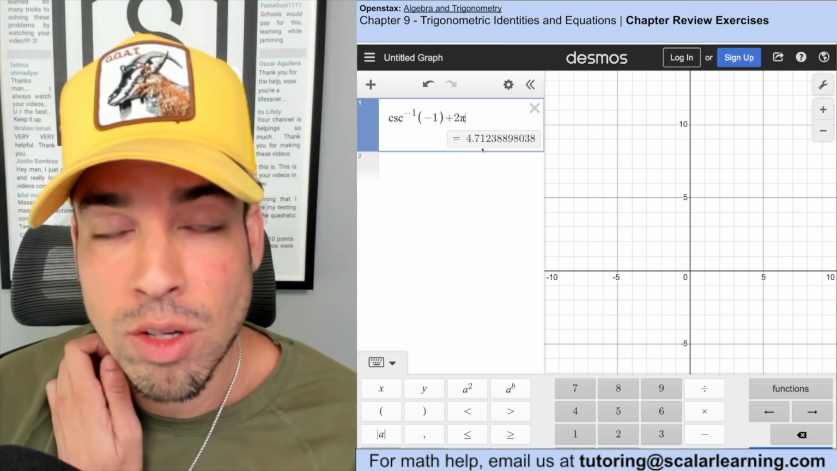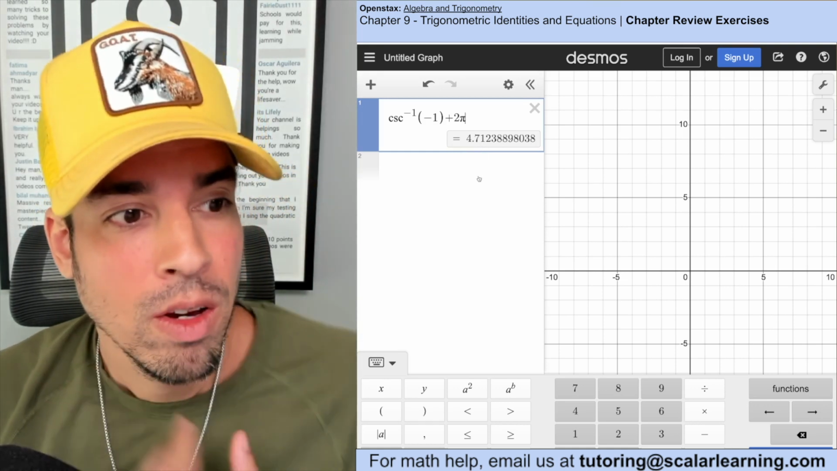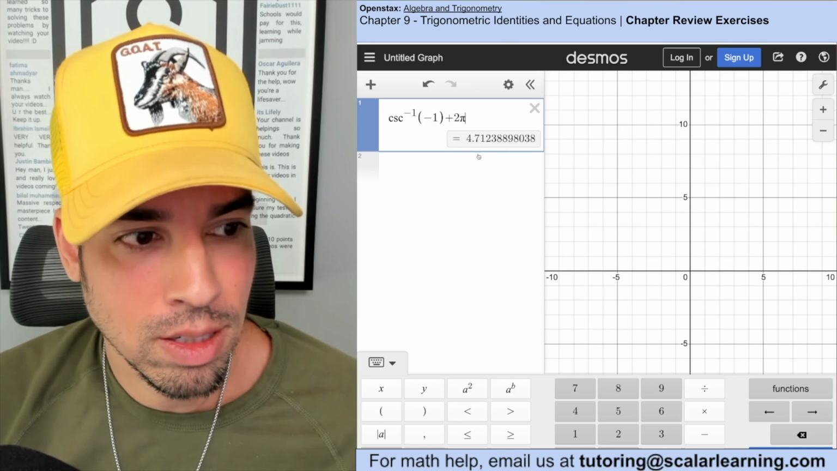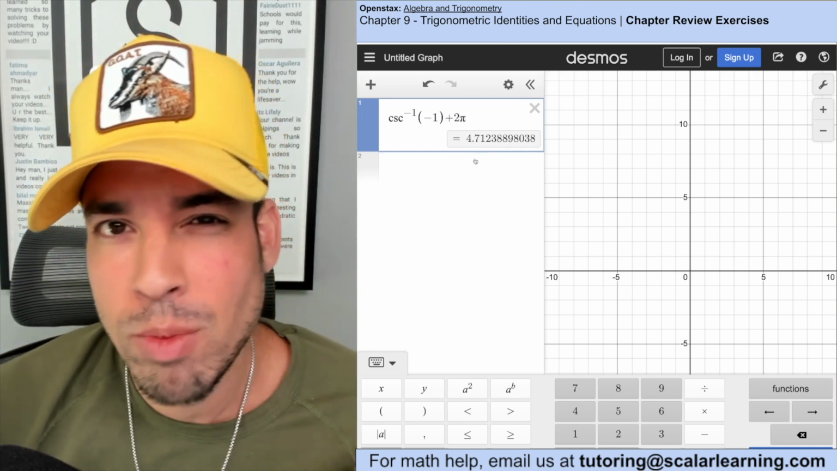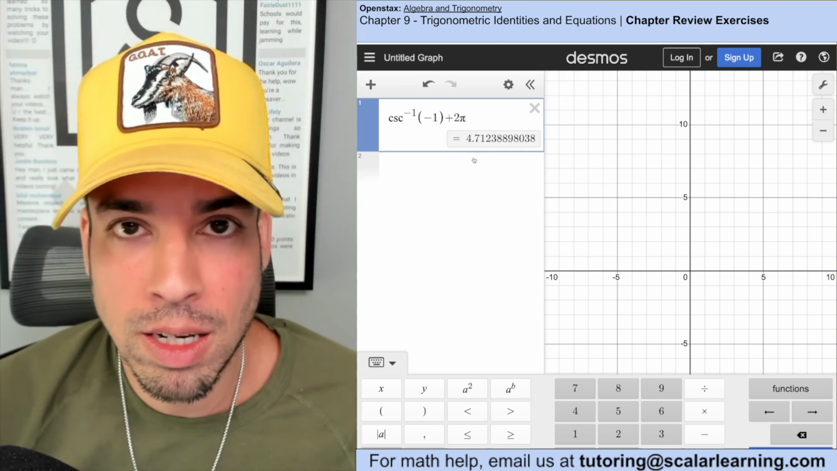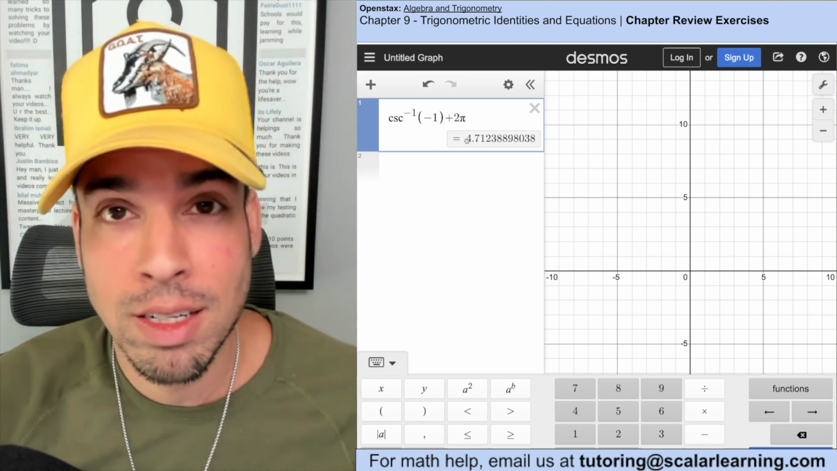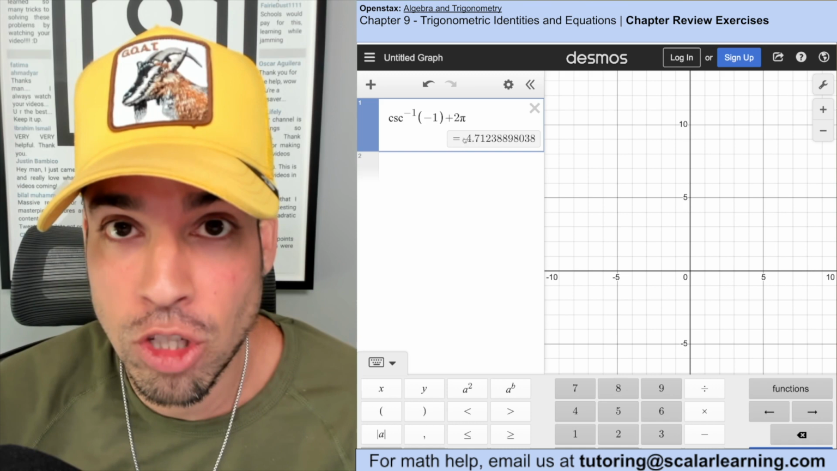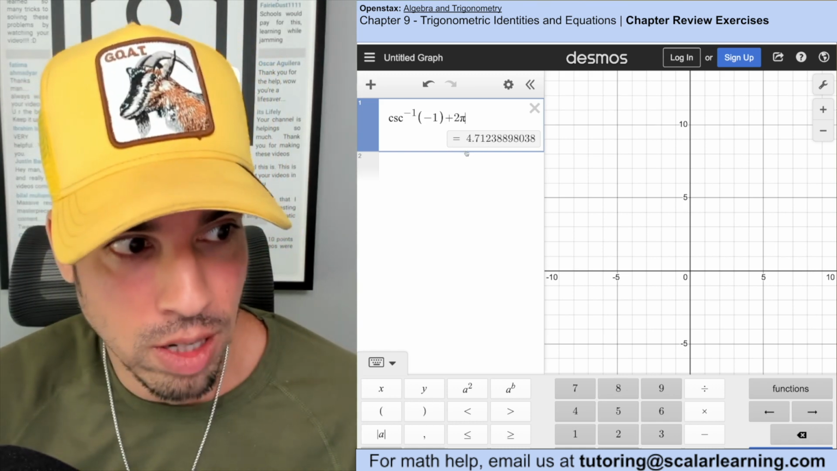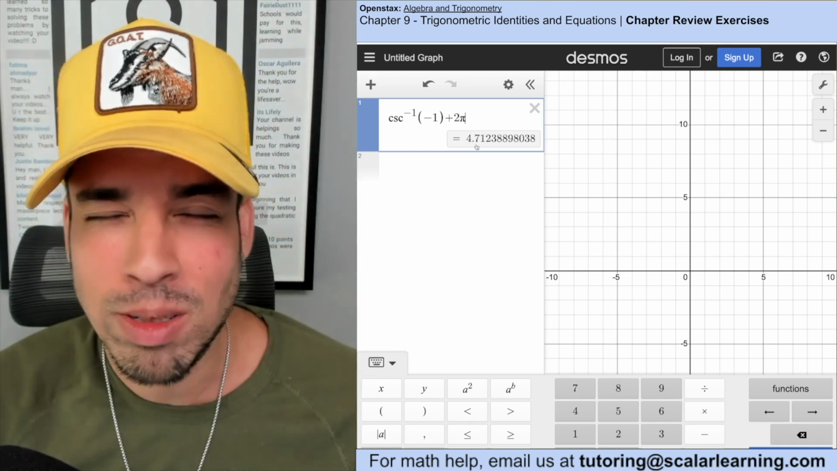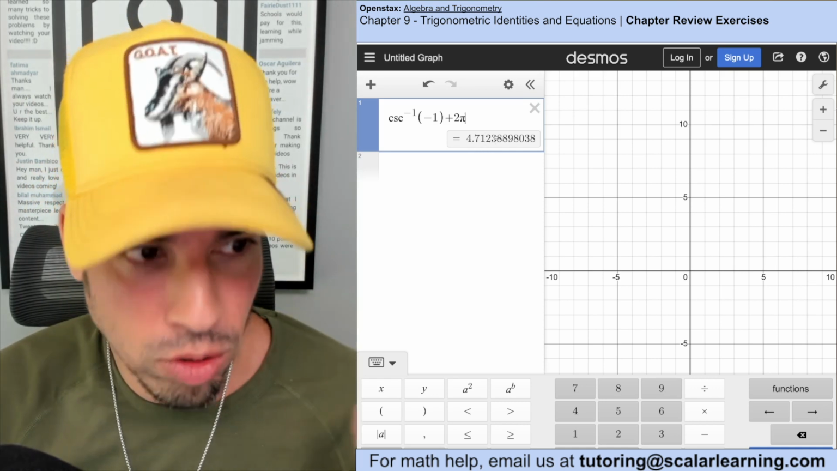And the thing is, we're not going to get another angle that is going to give us this same value, because usually, let's say we have a value in the third quadrant, cosecant and sine are negative. So you should also have a second solution in the fourth quadrant where sine is also negative and cosecant is also negative. But this is actually on the y-axis. So this is 1 of 1.